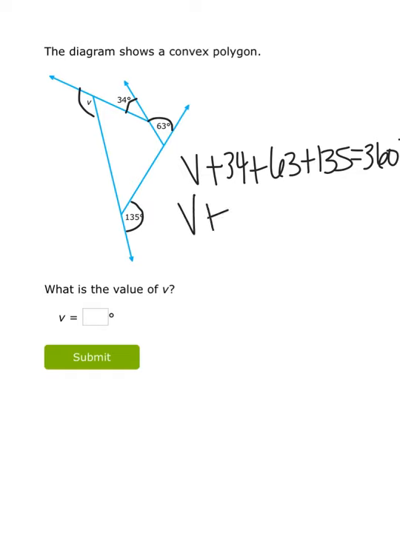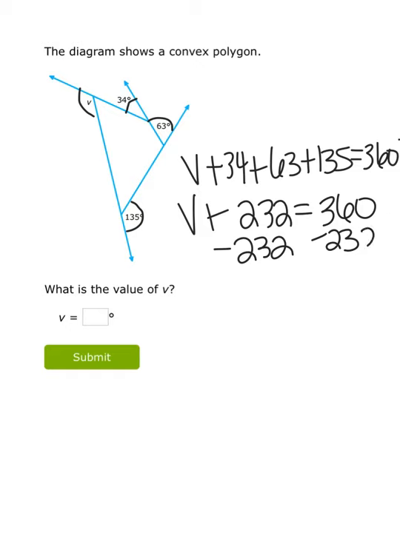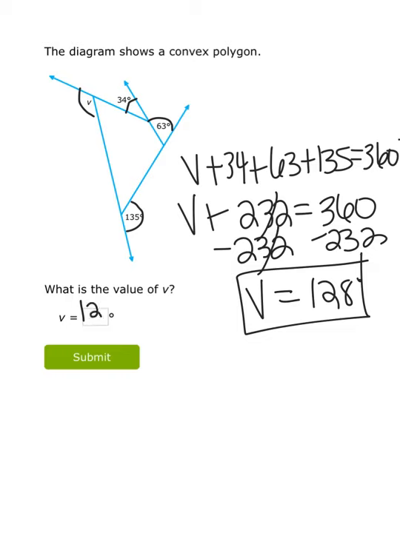So if I simplify this, I would get V plus 232 equals 360. And then I just want to solve for V, because it's asking what's the value of V. So then I would need to subtract 232 from each side, which would leave me with V equals 128 degrees. Alright, then you could just go back in and plug that in up here if you wanted to check yourself and make sure that all of those exterior angles added up to 360 degrees.